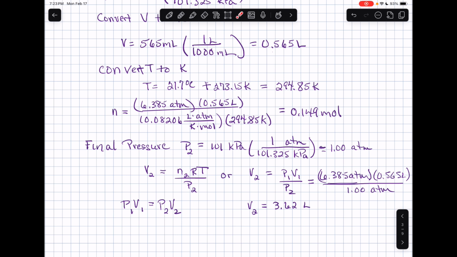Now, you should be careful, because if the temperature in the second part is not the same, then we would have to use the ideal gas law, the full ideal gas law, in order to do that calculation. So that's it. We note that at 1 atmosphere pressure, the volume of the air that would be pumped into the tire is 3.62 liters.